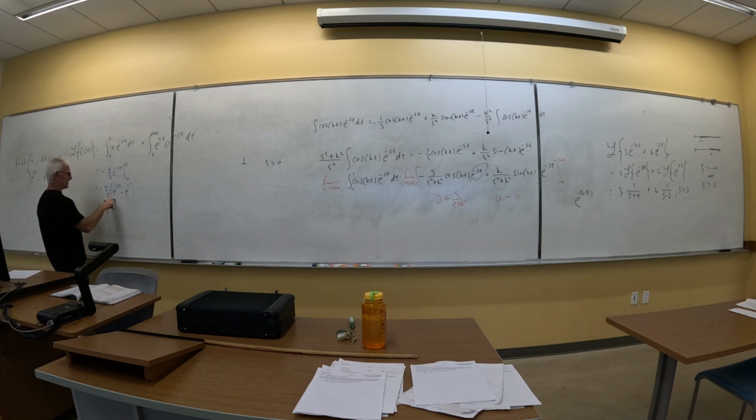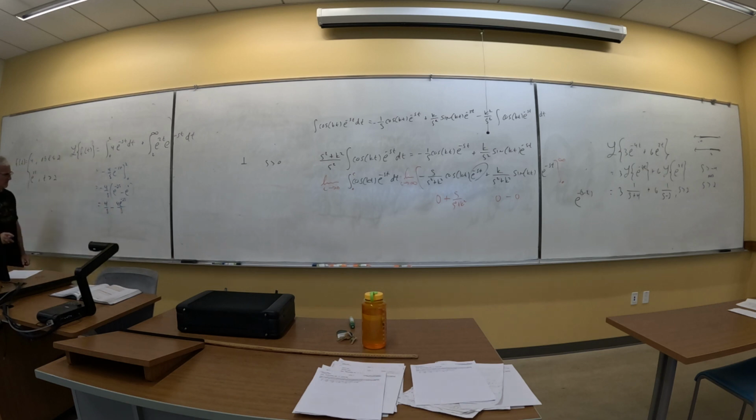How do I write the next one? Could I write it as 4 e to the negative 2s over s? Would that be okay? Sure. Are there any restrictions on s? No, because s isn't going to infinity. That's the answer to the first part.